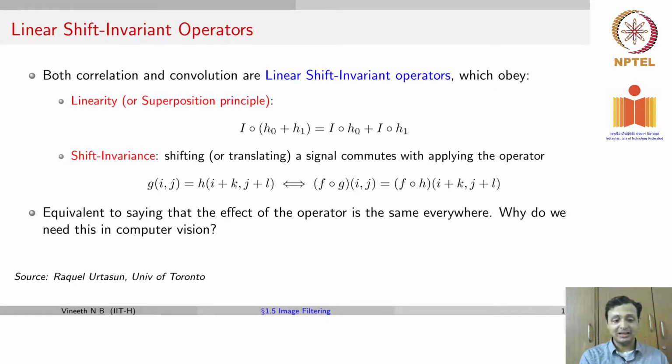Another way of saying that is the effect of the operator is the same everywhere in the image as long as the image has the same characteristic. If two images have the same characteristic, but the object corresponding to that characteristic is at different locations in the image, the corresponding output at those locations will be the same for a given filter. Why do we need this in computer vision? I just explained that.